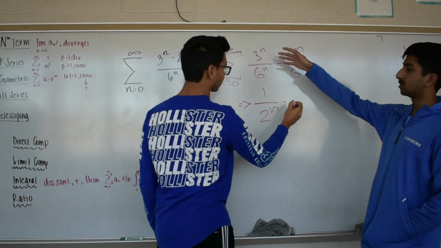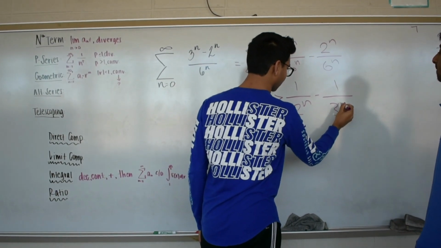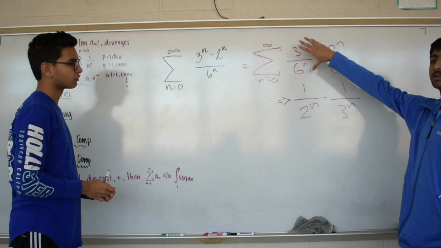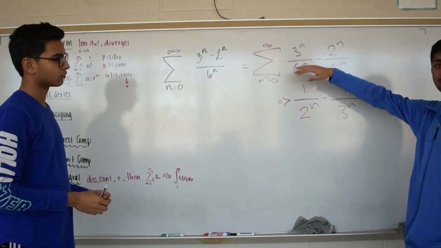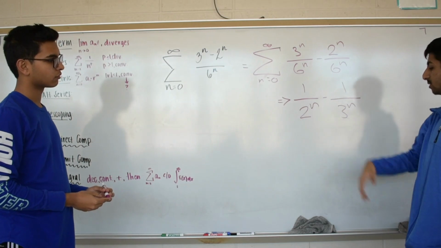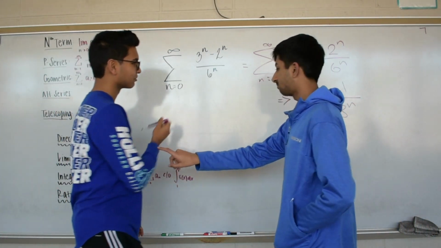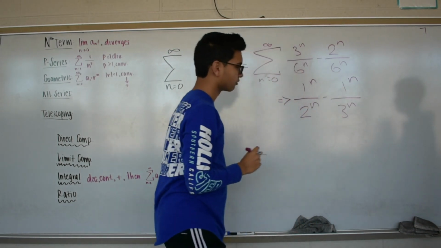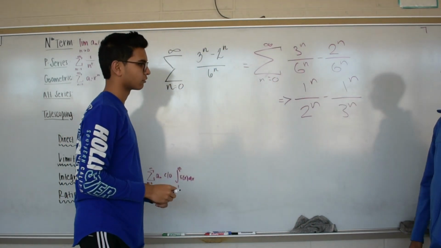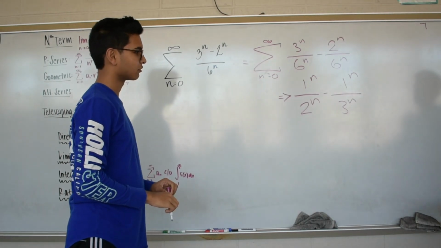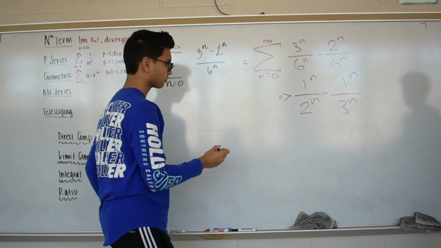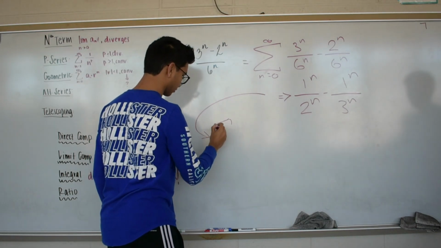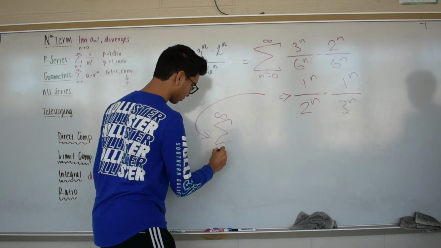And what we're doing here is, because it's a to the n over b to the n, you can take the entire thing as a over b to the n. So really it should be 1 to the n over 2 to the n and 1 to the n over 3 to the n, but we know that 1 to the n is just 1, so that's why it's 1 over 2 to the n. And now we're just gonna break up the summation into 2 parts.